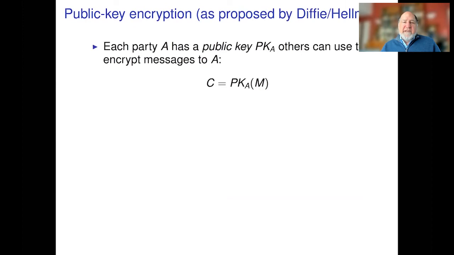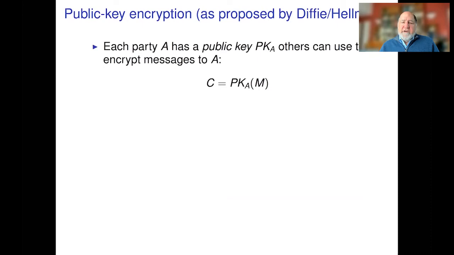They proposed the idea of public key encryption. And let me describe that to you as they saw it. It's not quite the same as we view it today because there are other things that get added today, like randomization. So these are deterministic operations. The way they see it, each party A has a public key, call it PK sub A, that others can use to encrypt messages to A.